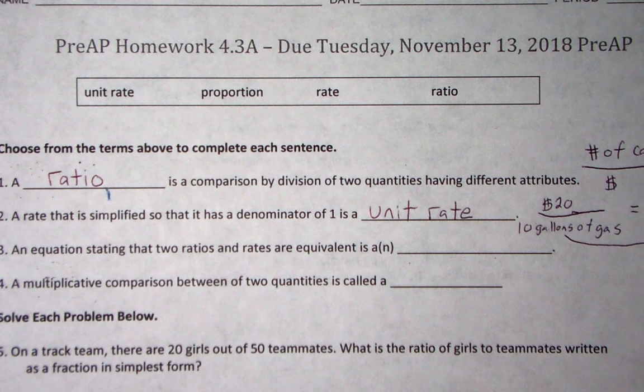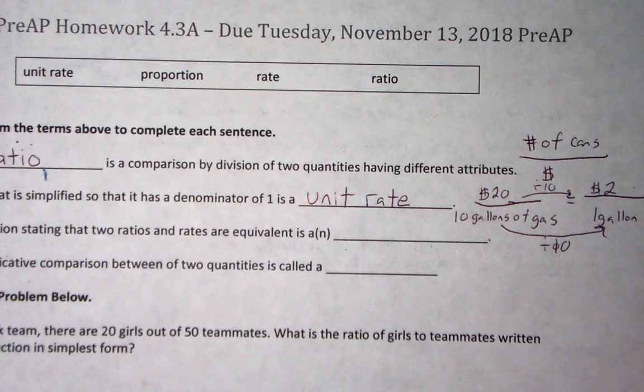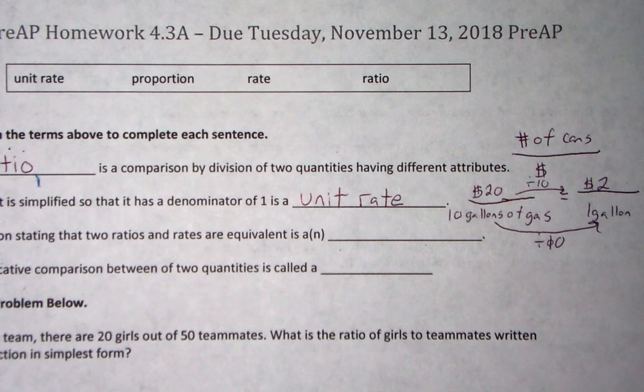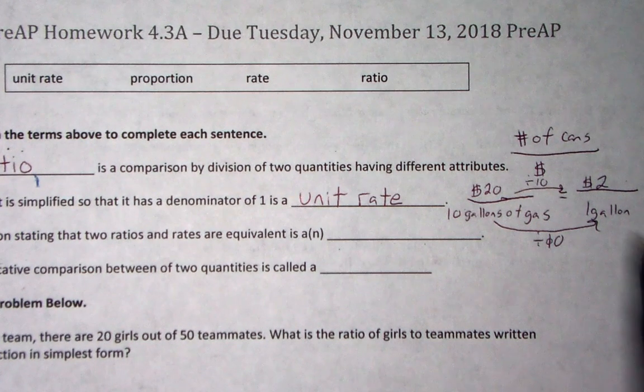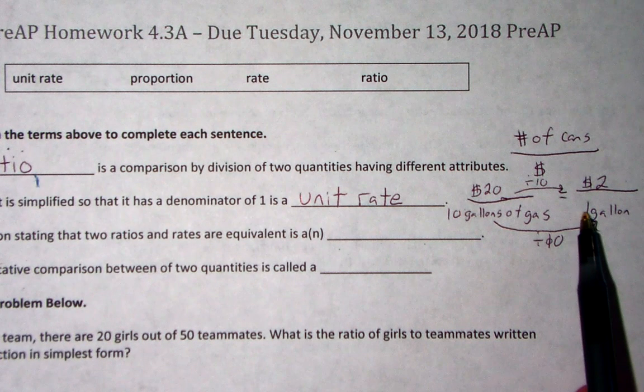Well, to get from 10 to 1, you would divide by 10. So 20 divided by 10 would be 2. $2 for 1 gallon of gas. I wish it was still that low, but we might not ever see that again. But the main thing is here, look at my unit rate. My denominator is now a 1.